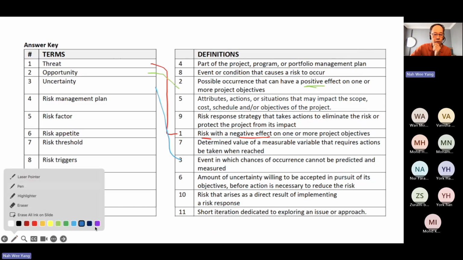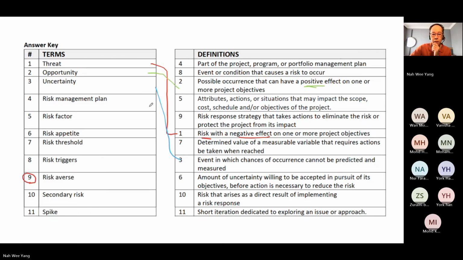And then the next one, risk factor, okay, is situation, okay, attributes or action or something that will impact the scope, okay? And then the risk appetite, number 6, is actually amount of uncertainty. Okay, so risk appetite is amount of uncertainty here.